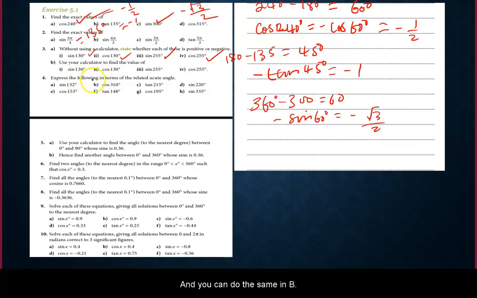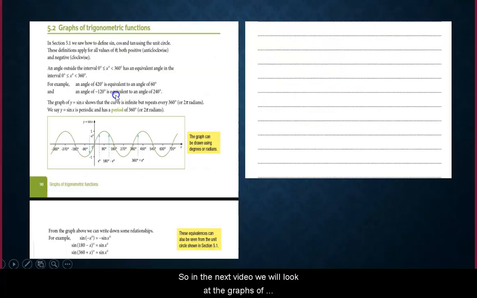And you can do the same in B. Number 4, you express the following in terms of related acute angles. So look at all these questions, solve them, and try to check your understanding by the answers on the link of this video. So in the next video, we will look at the graphs of trigonometric functions and how we can work with this graph, especially in the specification of A and AS level Cambridge edition, IGCSE.